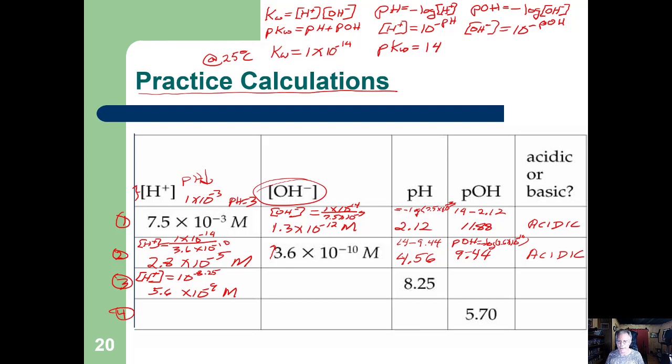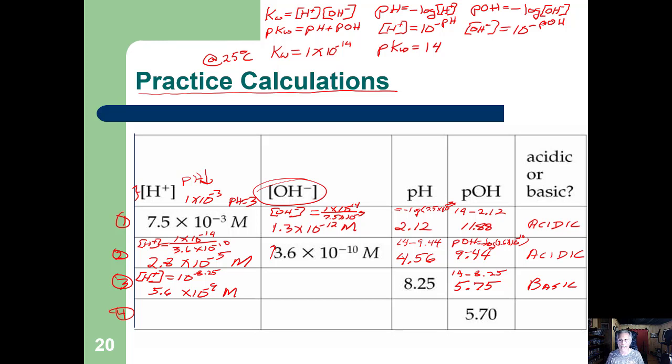Let's go ahead and get the pOH, by simply taking 14, the pKw, minus 8.25. And so 14 minus 8.25 gives me 5.75. So my pOH is 5.75. Now, our pOH is less than 7. Our pH is greater than 7. So we know that this solution is basic.